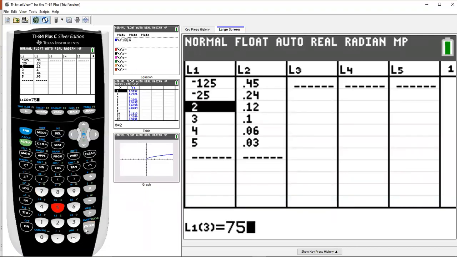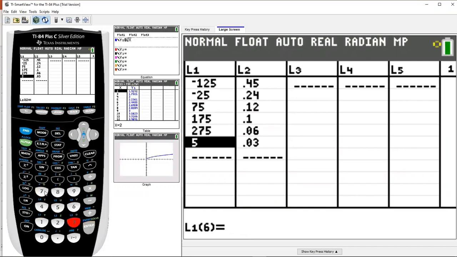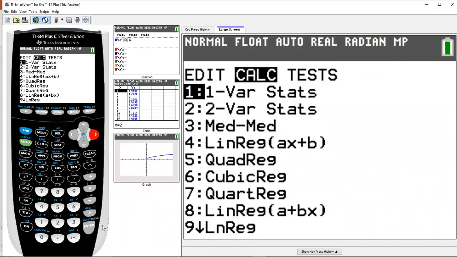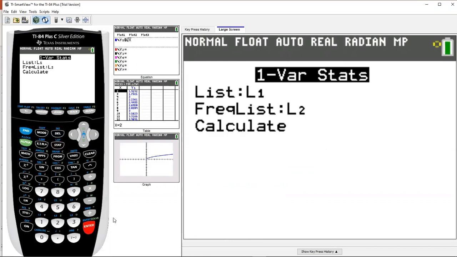Let's see, 75, 175, 275, and 375. And the probabilities are all the same. So now we're going to go to Stat, go over to Calc, do 1-Var Stats again. Still use list 1 and list 2.